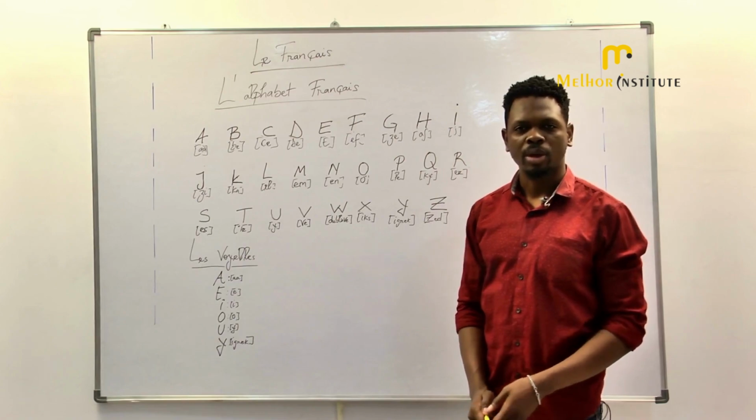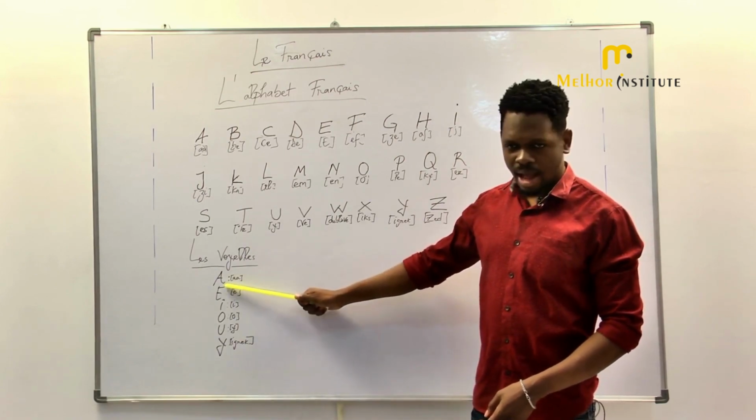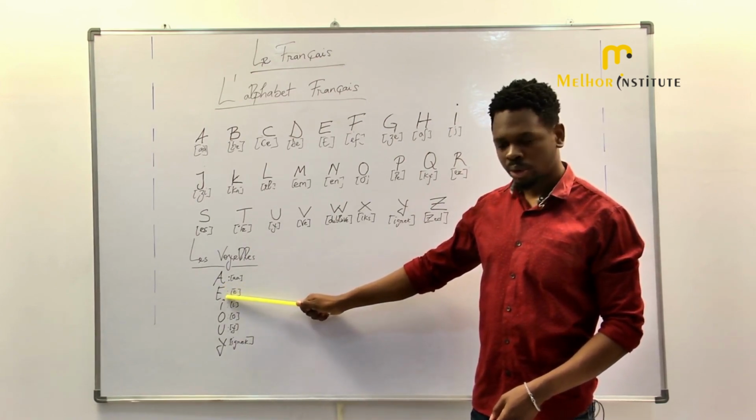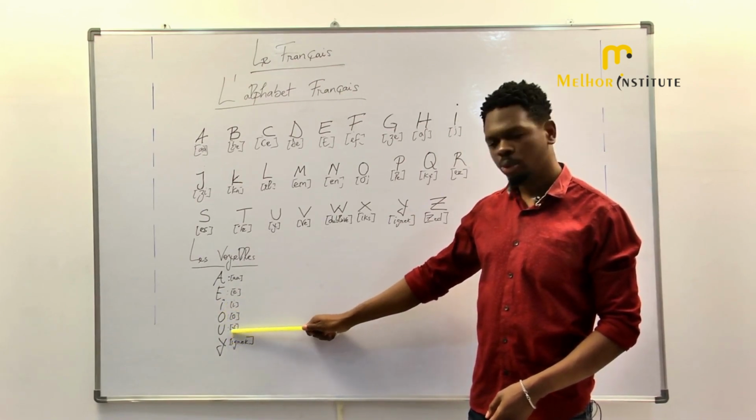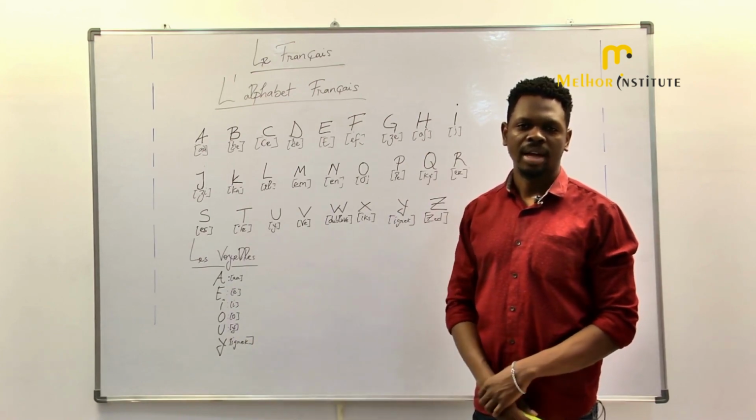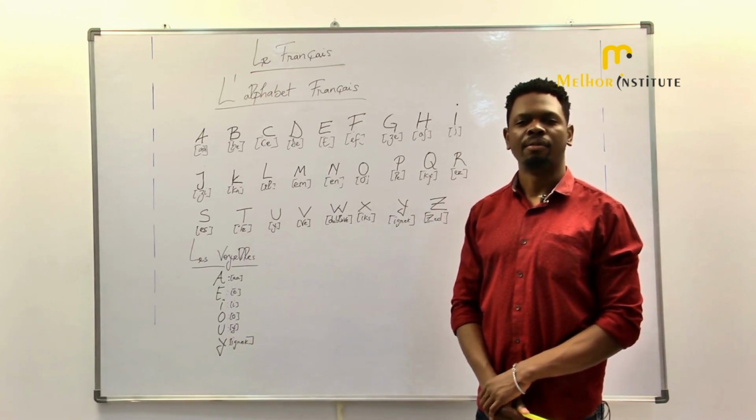So we are going to repeat once more. A, E, I, O, U, Y. And these are the vowels.